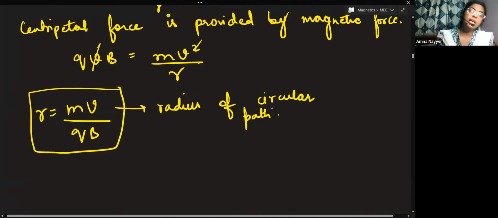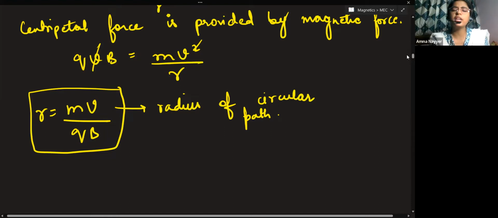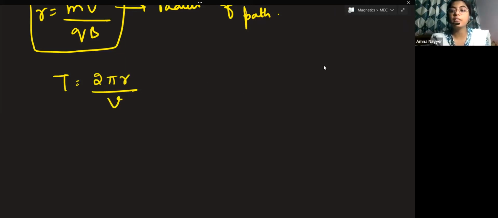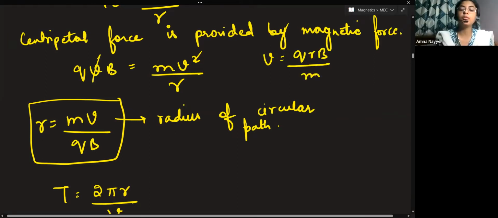Now, what all things are asked? Among all the things that are asked, radius is the first one. Secondly, you have time period. So what is the general formula of time period? Time period is distance divided by speed. For a circular motion, if radius is r, time period will be what? 2 pi r divided by the velocity. Velocity from the above relation you can find out. From here, velocity will be equal to qrB divided by m. This will be the formula of velocity.